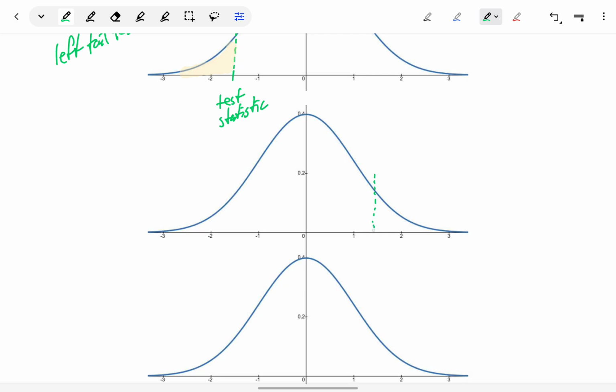We may also have a test statistic that occurs on the high end. So whatever value this is, say if that's approximately 1.5, doesn't really matter particularly what it is. And then if we had an alternative hypothesis that was a greater than statement, what we'd look at calculating would be the area under the curve to the right of that test statistic. And we refer to this as a right tail test.